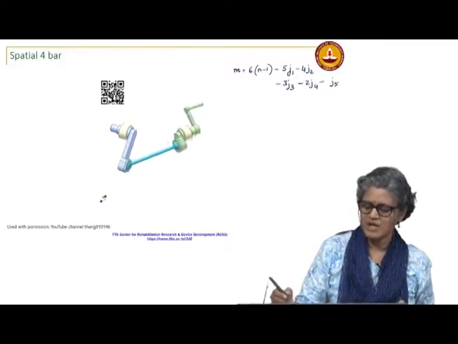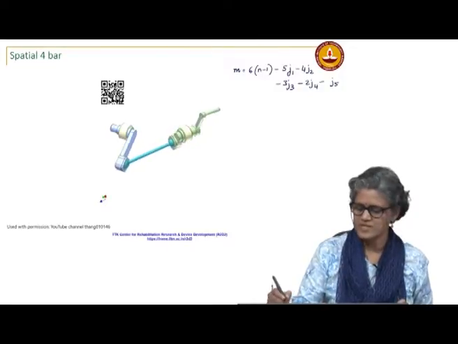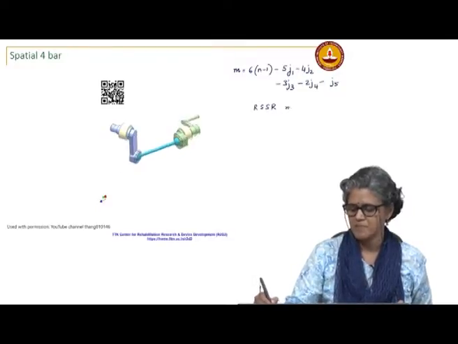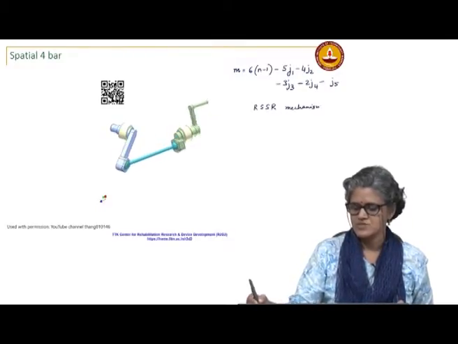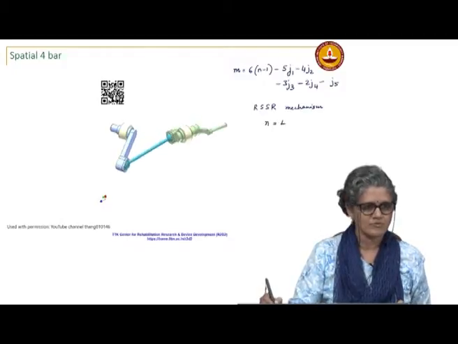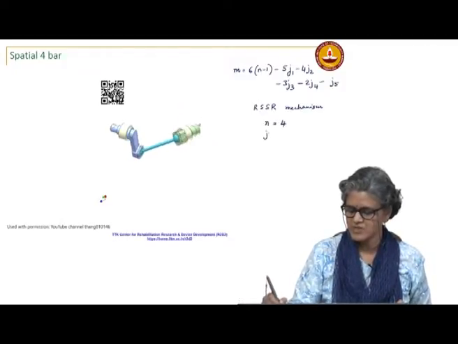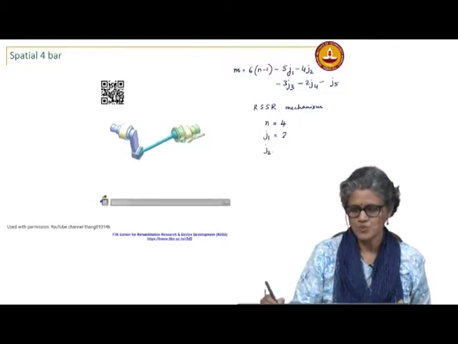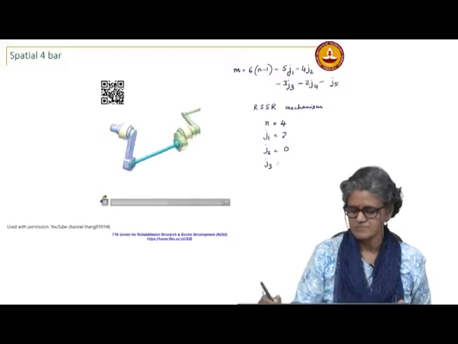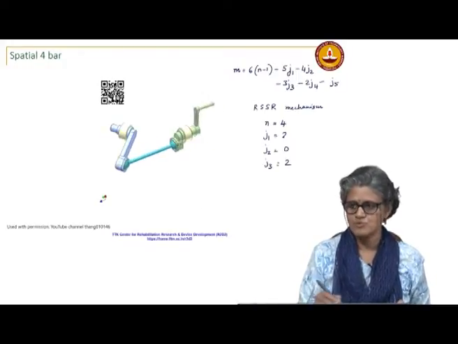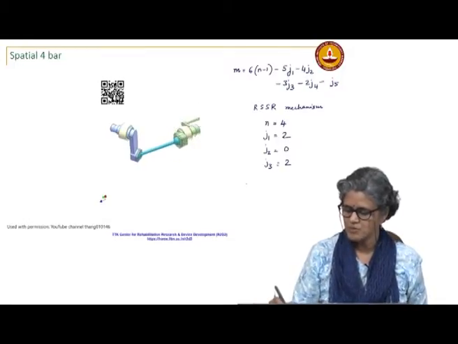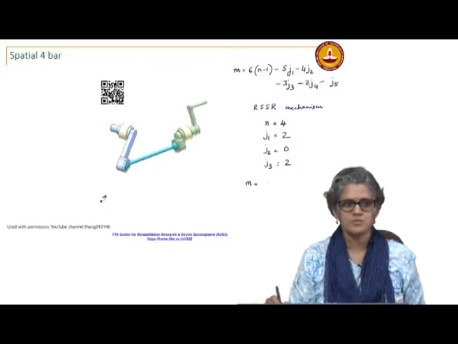So, now if I look at this 4 bar, okay, let us do the mobility for this RSSR mechanism. Okay. So, my N is 4. How many J1s do I have? 2, the 2 revolute joints. I do not have any J2. J3, 2. I have 2 ball and socket spherical joints, right. So, now if I apply the mobility equation, what do I get for the mobility of this mechanism?